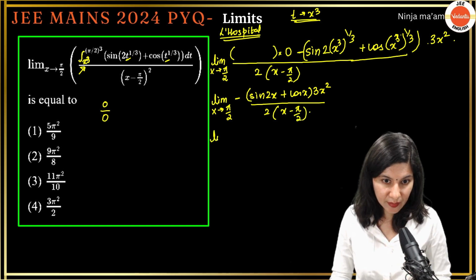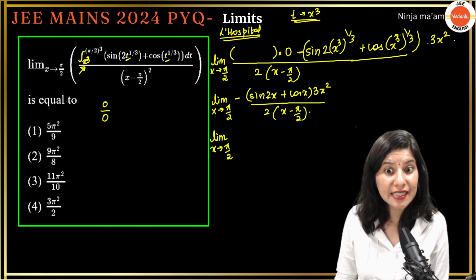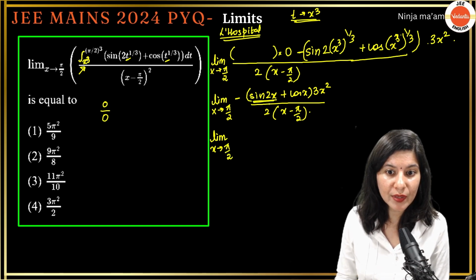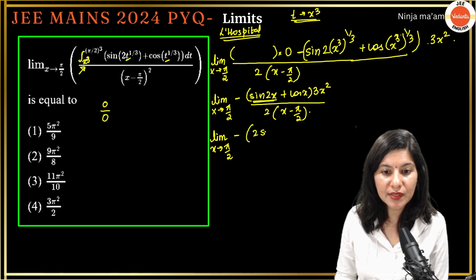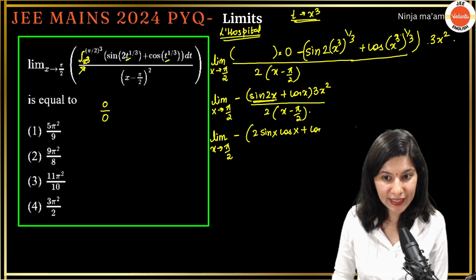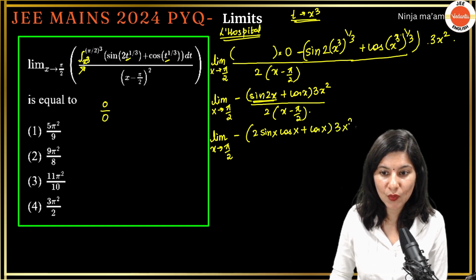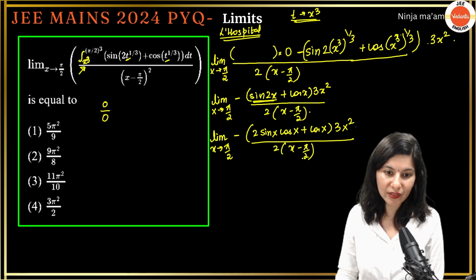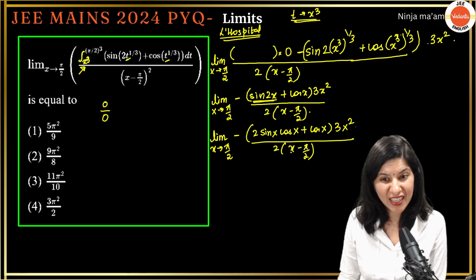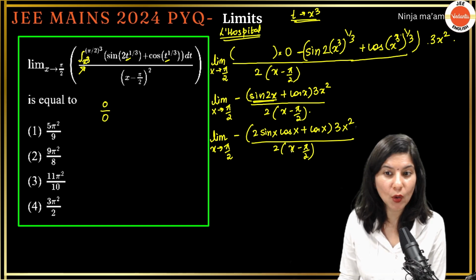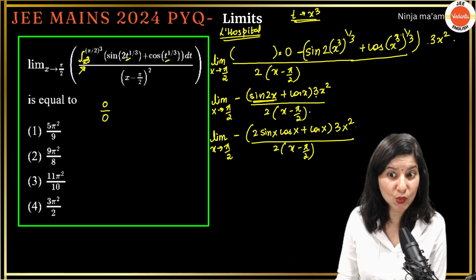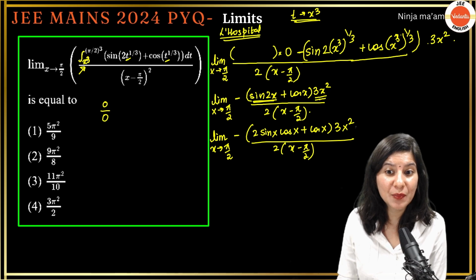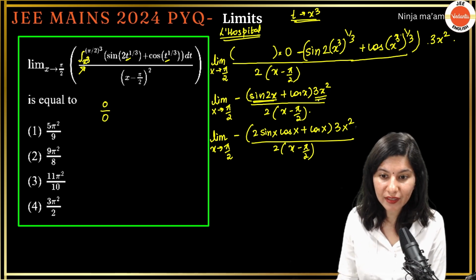Limit x tends to pi by 2 of sin 2x, which is nothing but 2 sin x cos x, plus cos x, 3x square upon 2x minus pi by 2. Now I know that we can just apply L'Hopital over here, but L'Hopital application will make things worse because we need to apply the product rule. We are not going to do that.